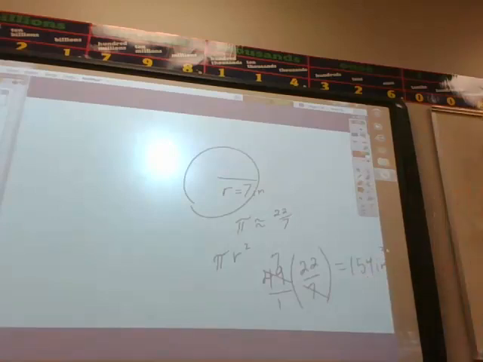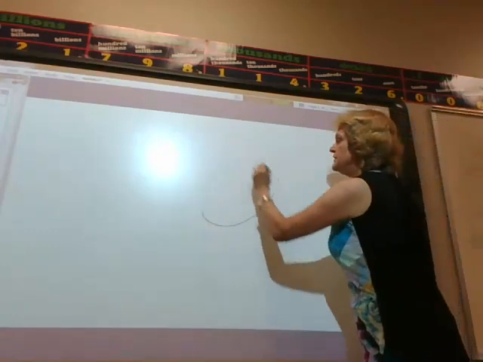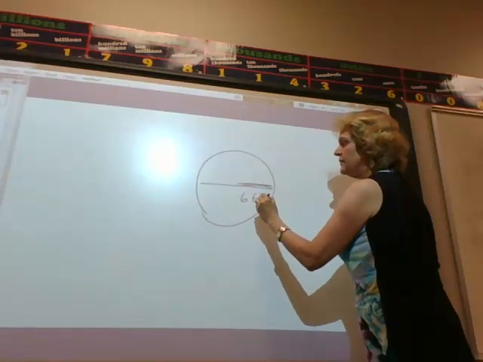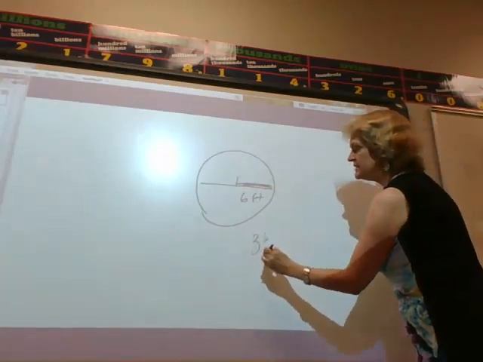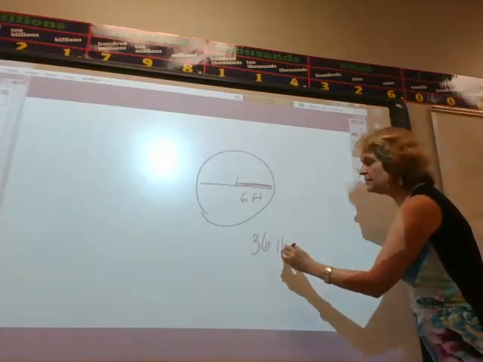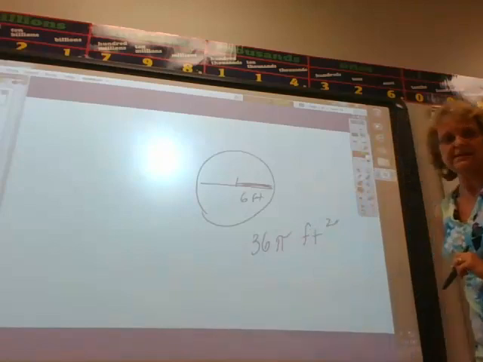The next one, example part C, says that the diameter is 12 feet. So if the diameter is 12 feet, the radius is 6 feet. So I would square that, 36. It says to leave pi as pi, so I'm not going to multiply it out. And then I put my units squared. So those are the really easy ones.